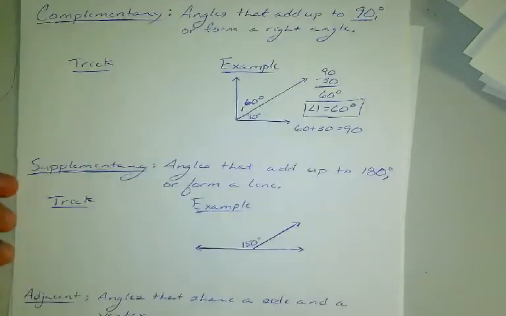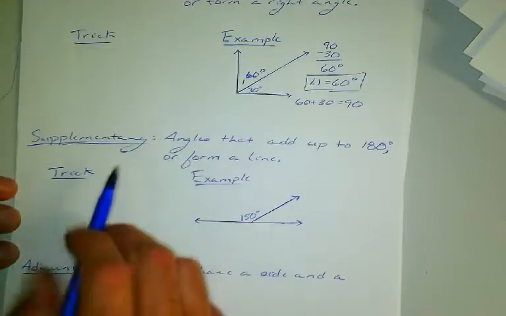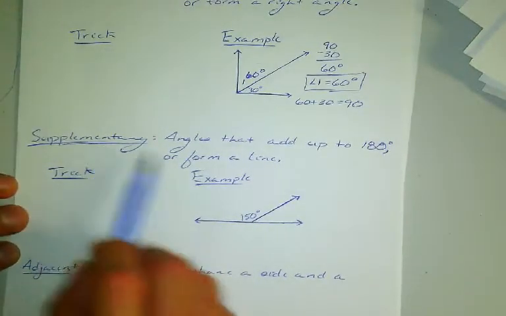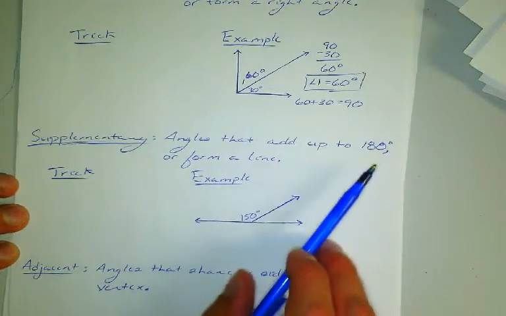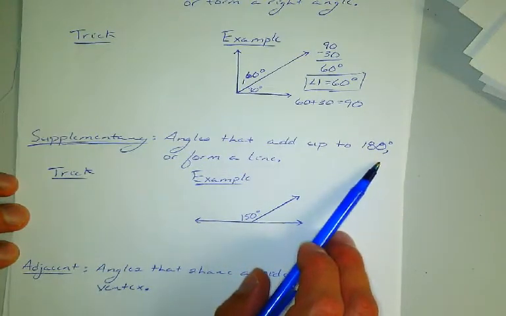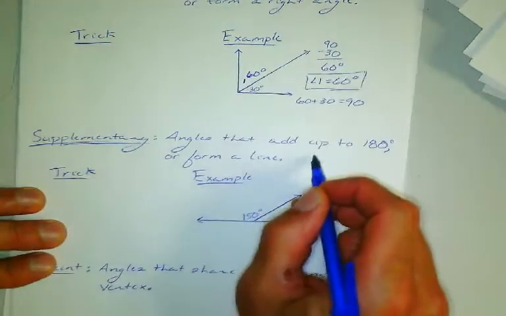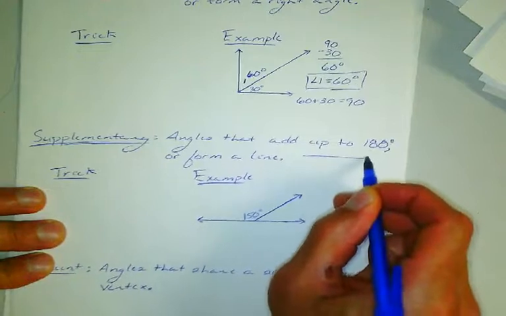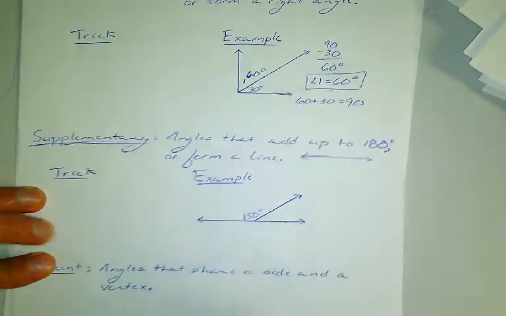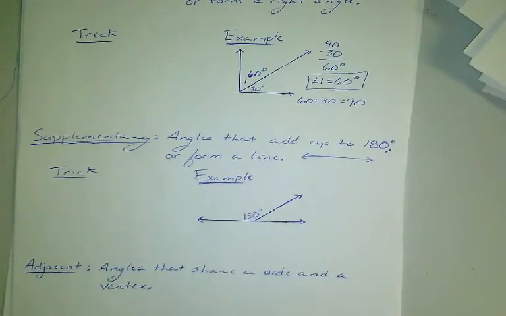Similar, but not the same, we have supplementary angles. These are angles that add up to 180 degrees, or a line. So when I think 180 degrees, I think of a straight line. I think like a wall in your house. It's flat. I think flat when I think 180. Now, here's an example.